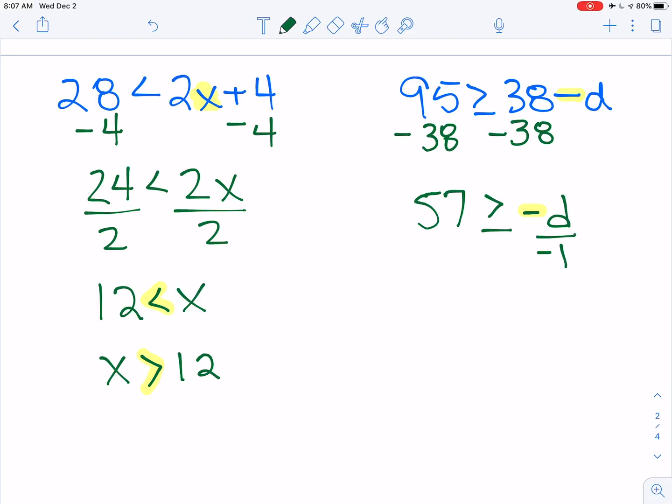So I'm going to divide both sides by negative 1 to get rid of that symbol. So that makes negative 57. I'm dividing by a negative, so my inequality symbol changes direction, and it becomes negative 57 is less than or equal to d. Now, we have d on the right, and we want to put d on the left, so we're going to switch sides. And when we do that, our inequality symbol is also going to switch. So it's going to be d is greater than or equal to negative 57.